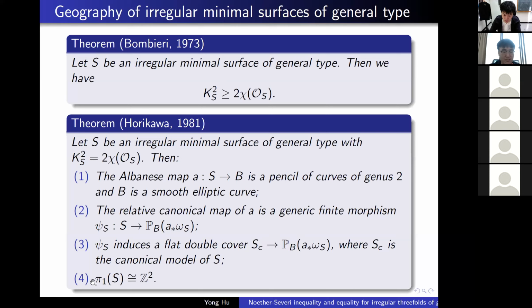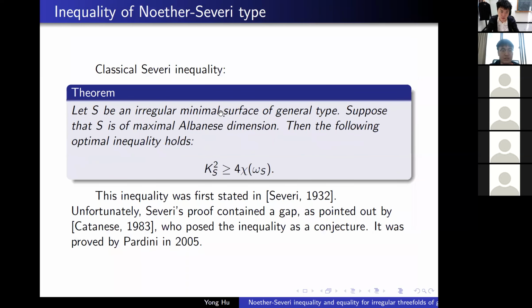The last statement is that the fundamental group of S is in fact isomorphic to the fundamental group of B, because B is a smooth elliptic curve. So the fundamental group of S is isomorphic to Z^2. Okay, this is the so-called inequality of Noether type. Now I will introduce the Severi inequality.